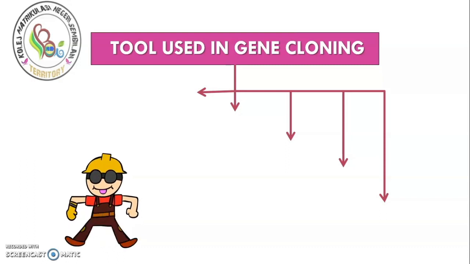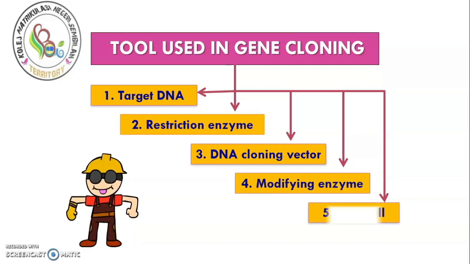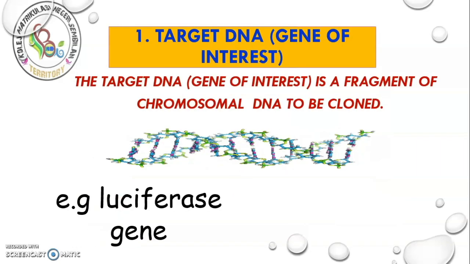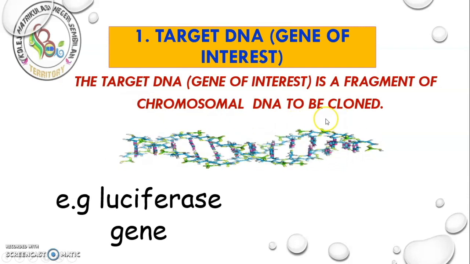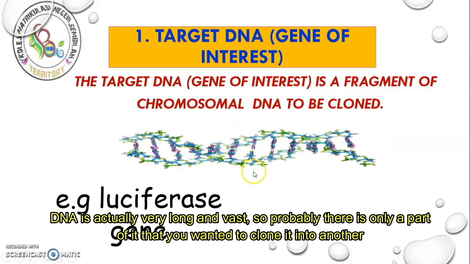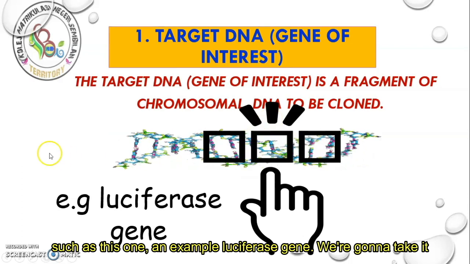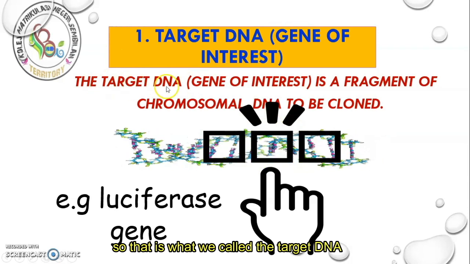Tools used in gene cloning are target DNA, restriction enzyme, DNA cloning vector, modifying enzyme, and host cell. So as an engineer in genetic cloning, you're gonna need all these tools. Target DNA or gene of interest is the fragment of chromosomal DNA to be cloned. DNA is actually very long and vast, so probably there's only a part of it that you wanted to be cloned into another, such as this example, the luciferase gene. We're gonna take it, so that is what we call the target DNA.